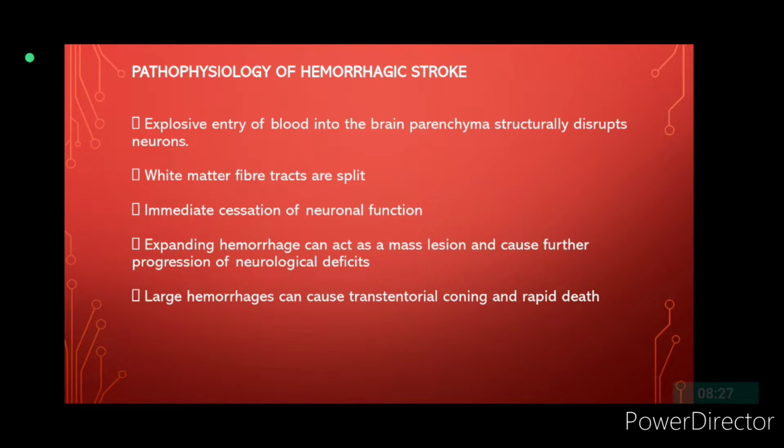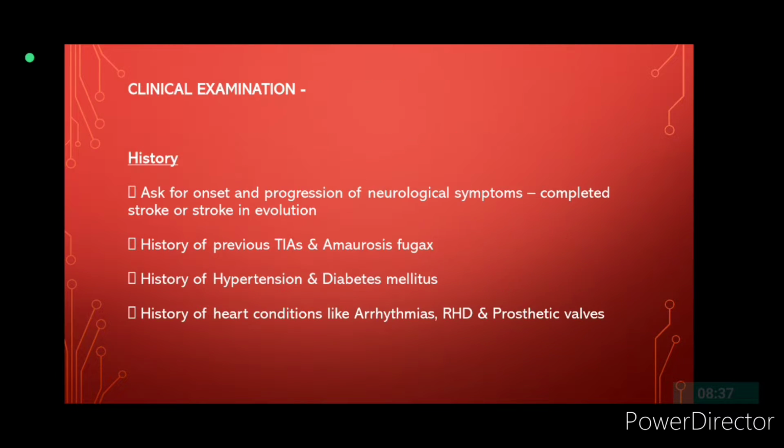Large hemorrhages can cause transtentorial coning and rapid death. Clinical examination. First is history. Ask for onset and progression of neurological symptoms. Completed stroke or stroke in evolution.